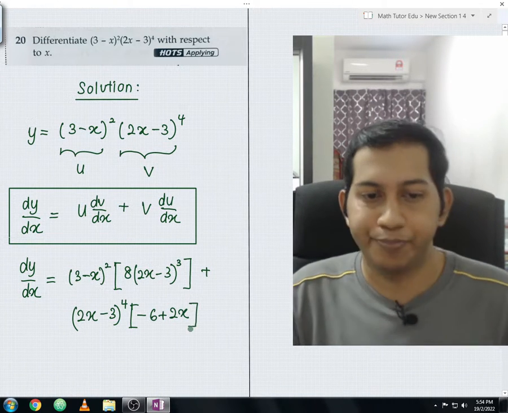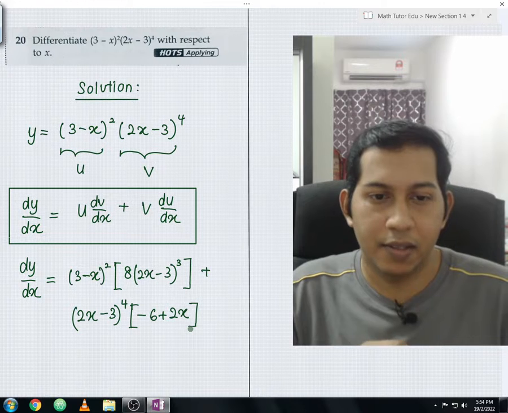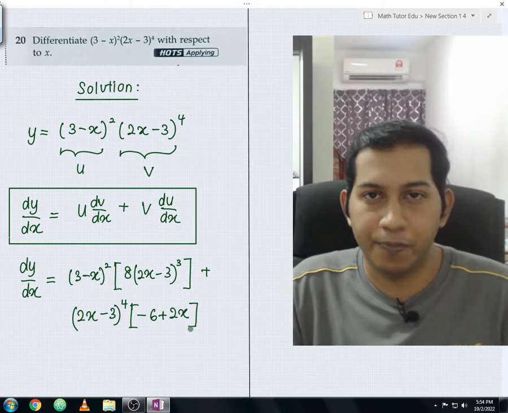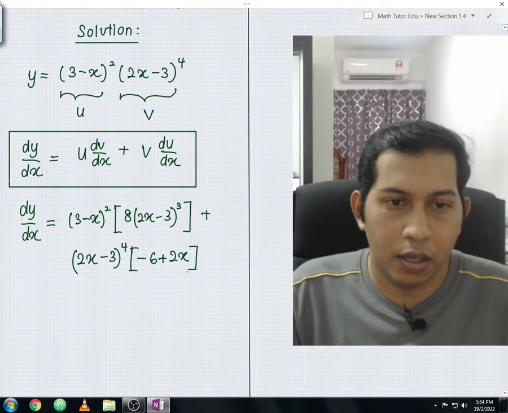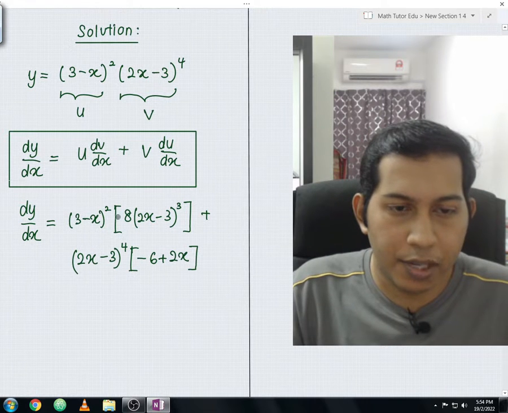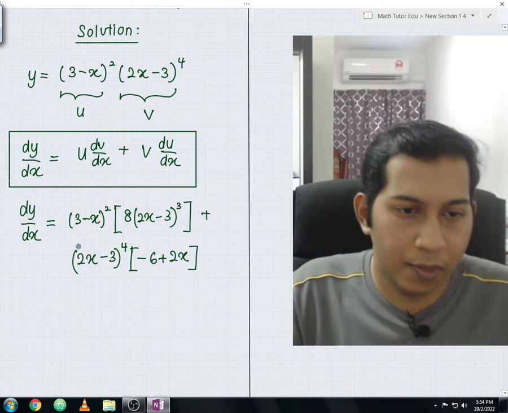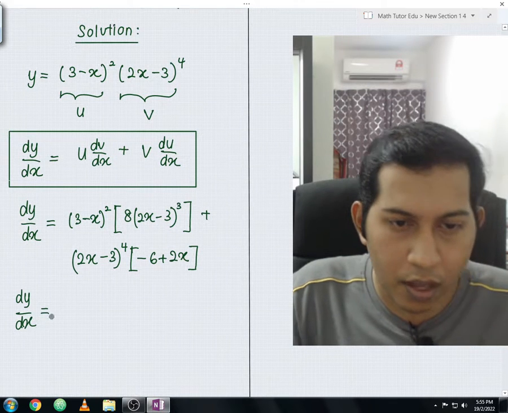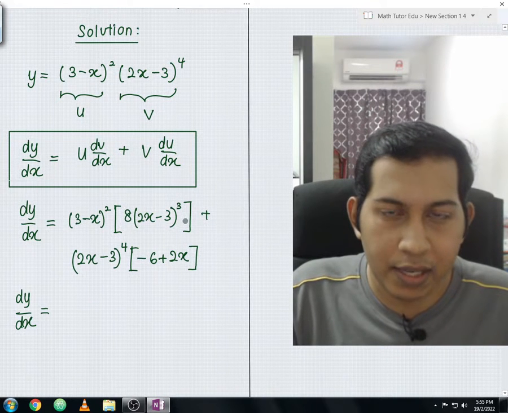Close square bracket. Up until here there is no problem. The problem arises the moment you finish this step and you want to go for the next step. Some of the students have no idea how to continue. From here it is quite straightforward, I mean, not to say quite straightforward lah. You need to perform the factorization of the similar terms. So from here dy/dx, how do you want to continue? You need to factor out the similar term like I said.